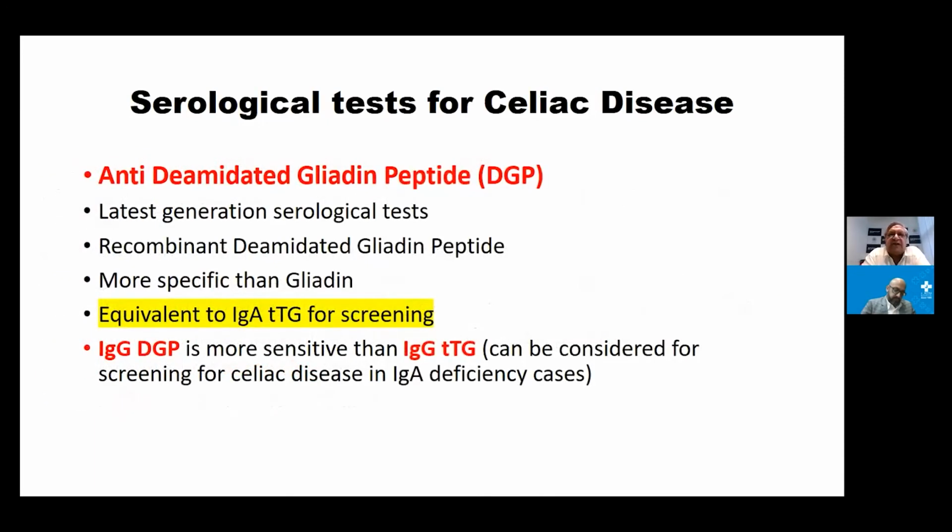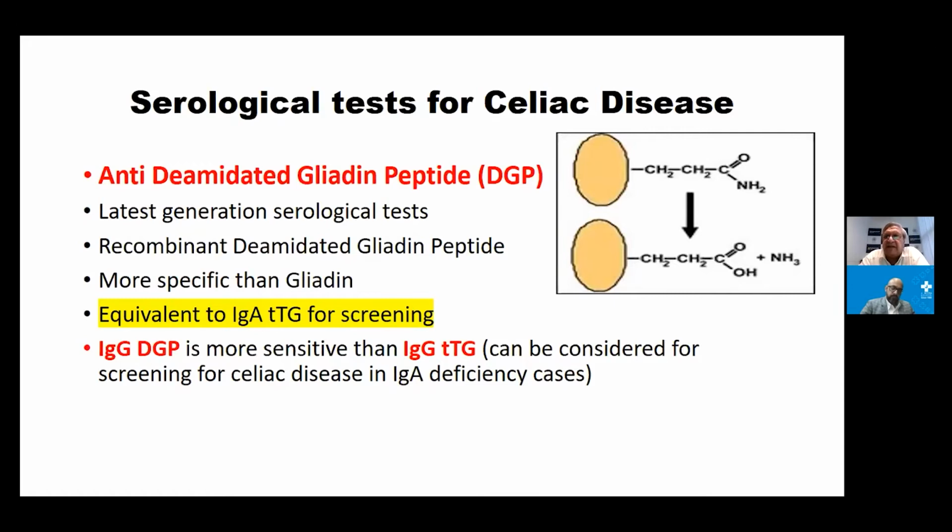In persons who are immunodeficient with IgA, anti-deamidated gliadin peptide is the latest generation of serological test. It's available as a recombinant deamidated gliadin peptide. It is more specific than gliadin, and it is recommended for those who have a low amount of IgA in the blood. So IgG DGP is more sensitive than IgG TTG.